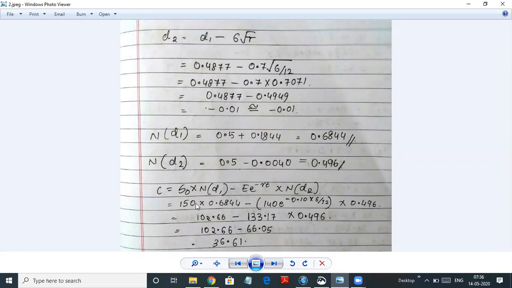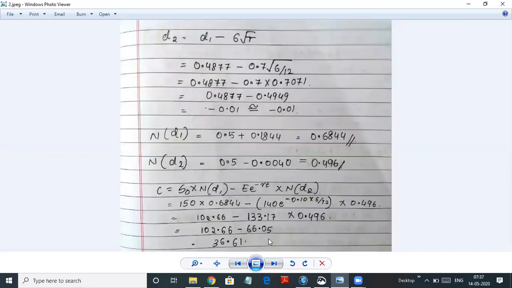So we solve it, 150 into 0.6844, you get 102.66 minus, when you find the present value, you get 133.17 into 0.496 ND2 value. So you first multiply this, you get 66.05. So 102.66 minus 66.05, the call option value is 36.61.